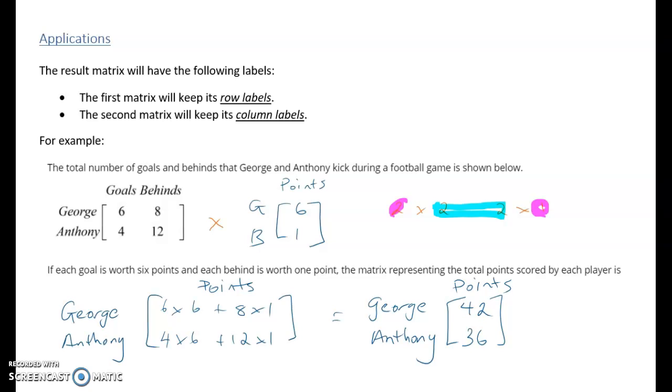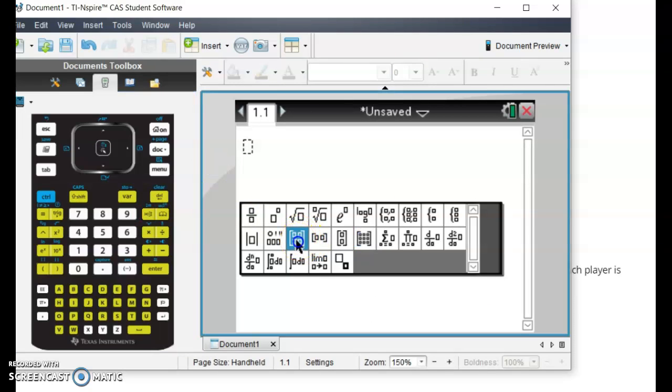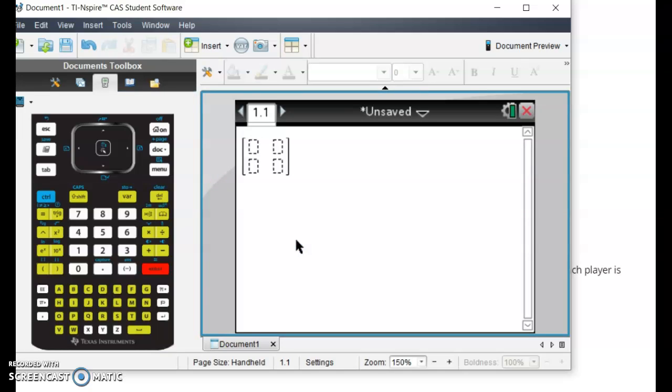I'll quickly show you how to do that on the calculator. Okay, so we're on a calculator screen. The first thing I need is a 2 by 2 matrix. There's one pre-made there. So I'm just going to select that, hit enter. There it is. The values that I'm entering are 4, 8, no, hang on, wasn't it 6? Pardon me. 6, 8, and then it was 4 and 12.